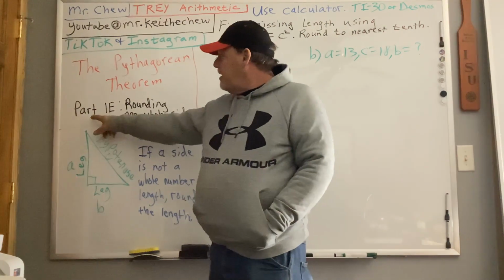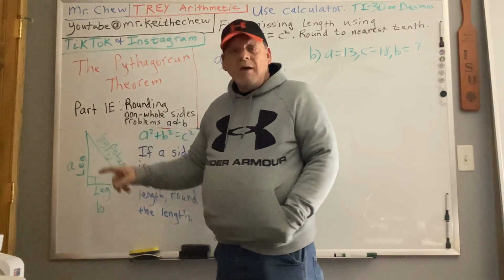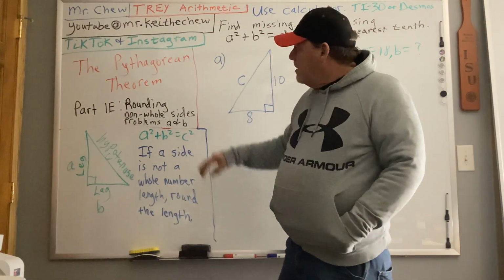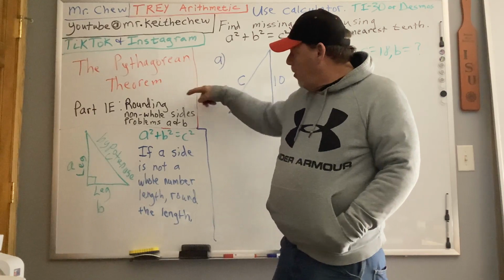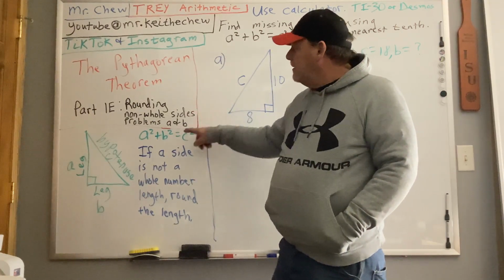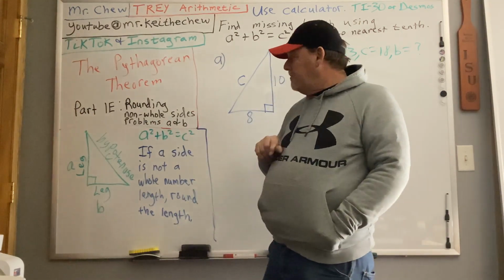I've been making videos today about the Pythagorean Theorem. This happens to be number 1E, so I've done 5 now. And we're talking about rounding non-whole number sides. And these are problems A and B.